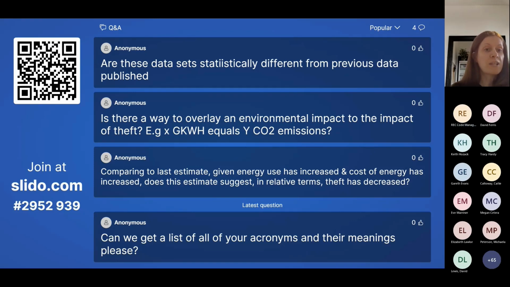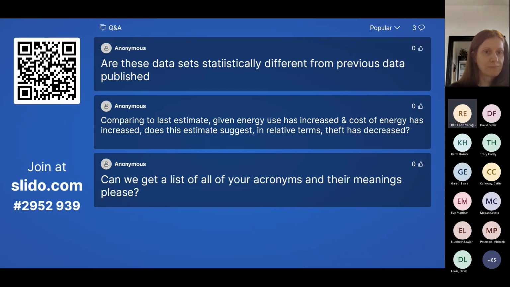It's one we could take away. It's not something we've done, but we could potentially take that one away and look at that. Thank you. Next question. Comparing to the last estimate, given energy use has increased and cost of energy has increased, does this estimate suggest in relative terms theft has decreased?